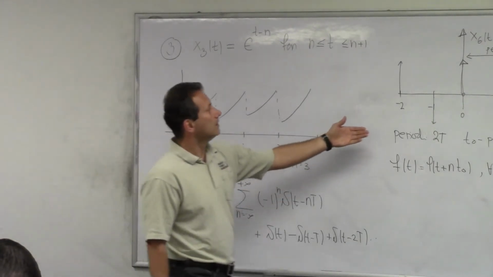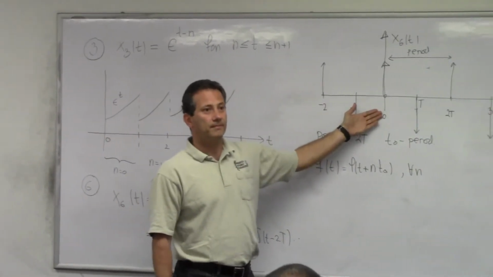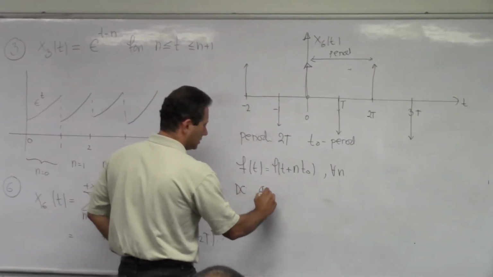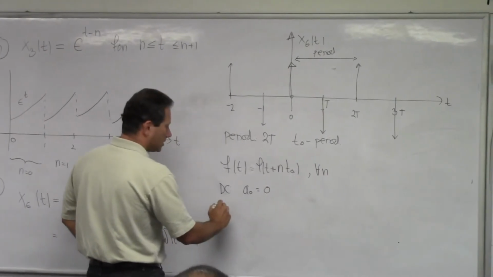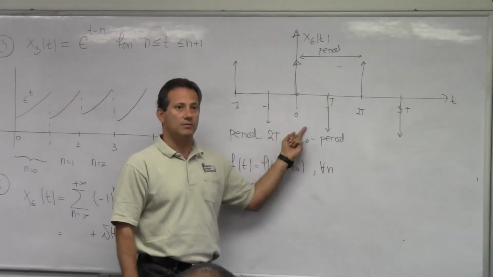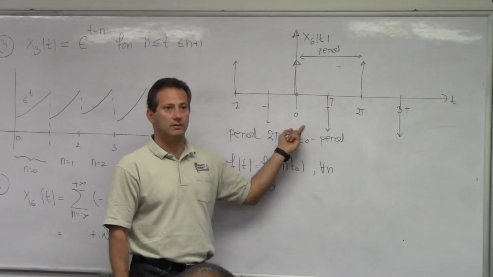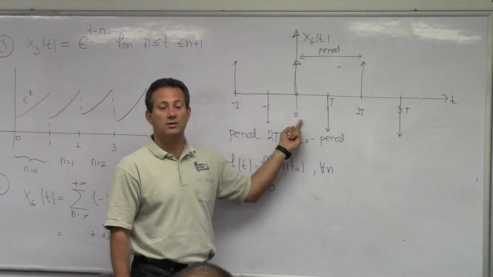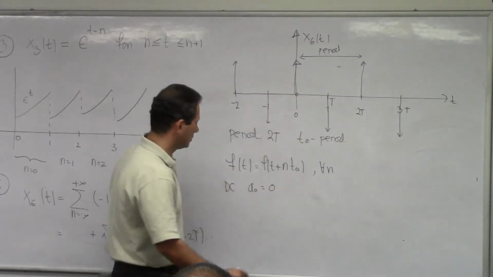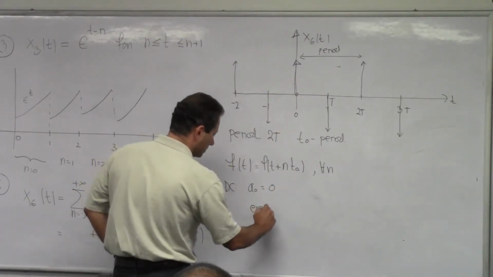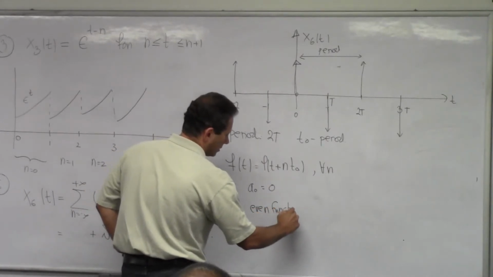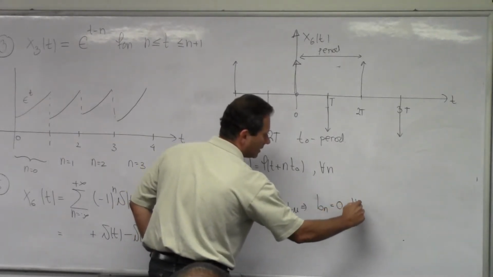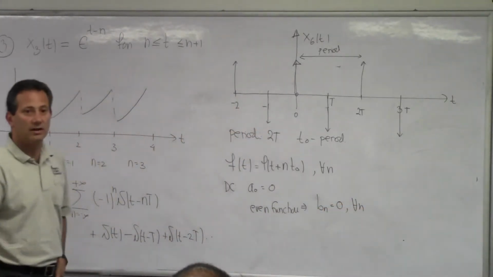Let's look at this guy here. What's the DC value? 0. So here, the DC component A0 is equal to 0. What's the symmetry of this waveform? Is it odd or even? What kind of symmetry does it have? Even symmetry. So this is an even function. As a result, Bn is going to be equal to 0 for every n. So the only thing that I need to calculate is an.